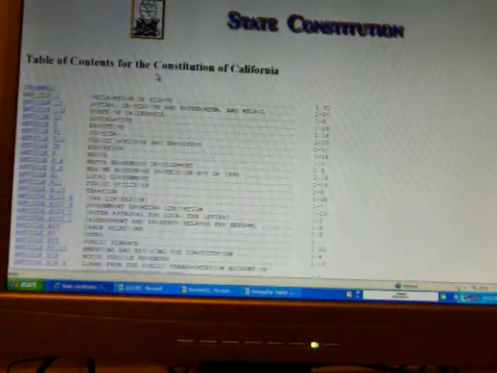I go to table of contents, and then I always go to the one that says Declaration of Rights. So whether it's Alabama, Louisiana, Nevada, North Carolina, doesn't matter what state I'm in, it's going to say either Declaration of Rights or Bill of Rights. Declaration of Rights, I click on Article 1. Then it tells me the rights that the state acknowledges that I have.